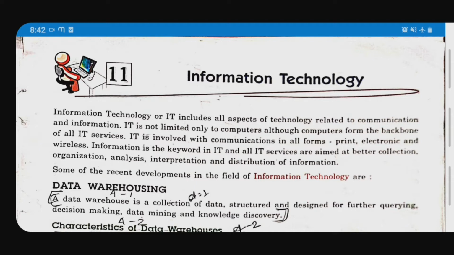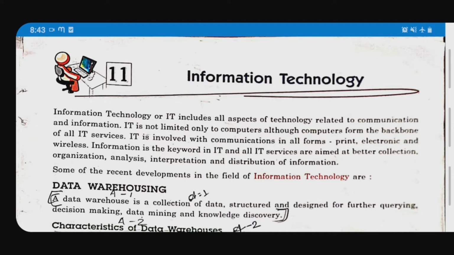Next is information technology. You all know about information technology. Technology means the things we are using nowadays, which are very helpful to us in every field. You all are familiar with the technologies which are invented nowadays. So let's start with what is given in the book.